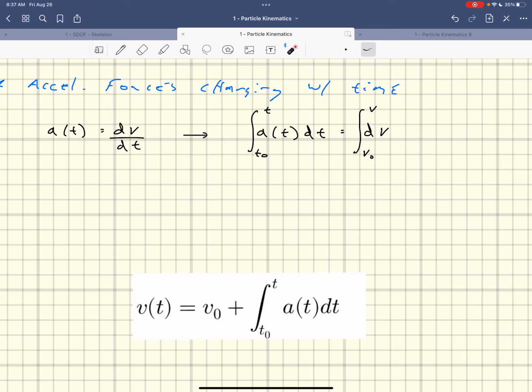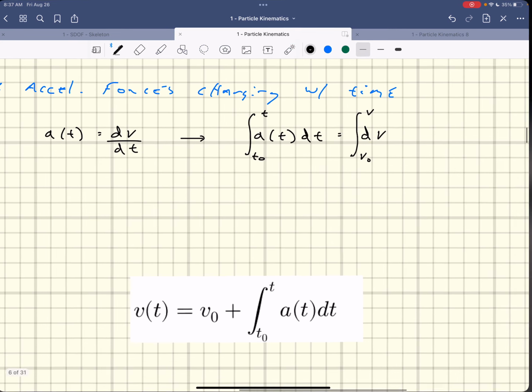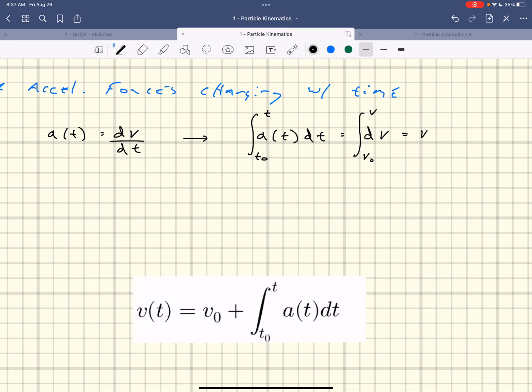So I'm going to integrate the bounds of these things from t naught to t, the initial time to the future time, and then from the initial velocity to the future velocity. On the left-hand side, we don't know what that equation is right now, so I can't simplify this anymore, but I can simplify this. If I just take the integral of dv, this just becomes v minus v naught. It's just the initial bound minus the other one. So it just becomes that.